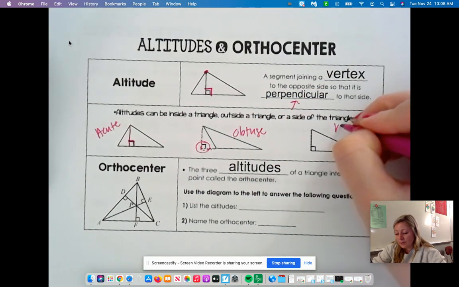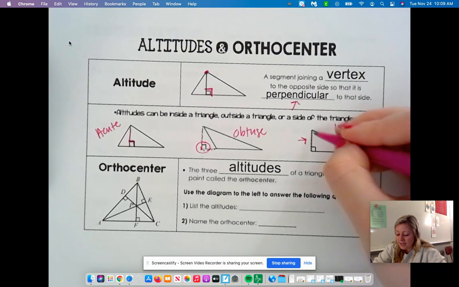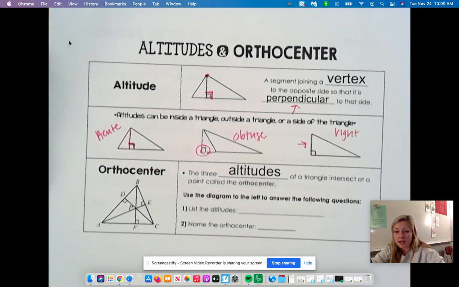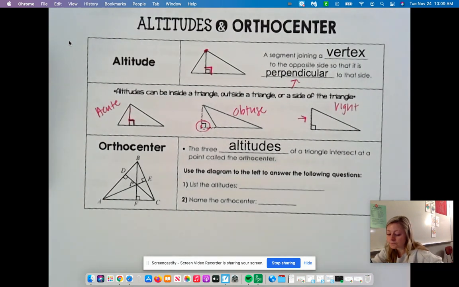And lastly, if you have a right triangle, your altitude actually ends up being a side, right? Because it creates that right angle by just the two sides of your triangle. And just like the other segments, we have three altitudes in a triangle. And these three altitudes intersect at a point called the orthocenter.